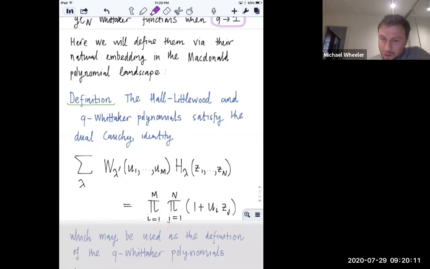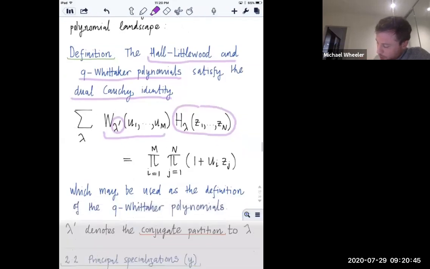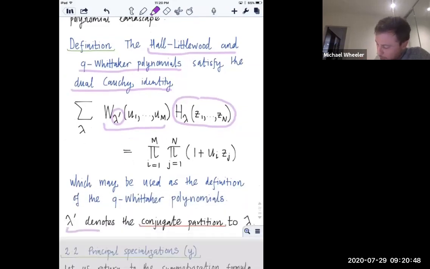The definition is that the Hall-Littlewood and the q-Whittaker polynomials, you can pair them together and you get what is known as a dual Cauchy identity. This one looks a little bit different to the previous one. I still have a Hall-Littlewood polynomial here in the alphabet of the z's, and I multiply this by the w, which is going to be my q-Whittaker polynomial. Here the partition that indexes this polynomial is actually the conjugate partition of the lambda that we start with.